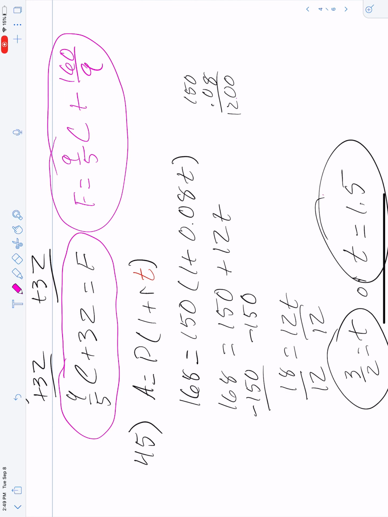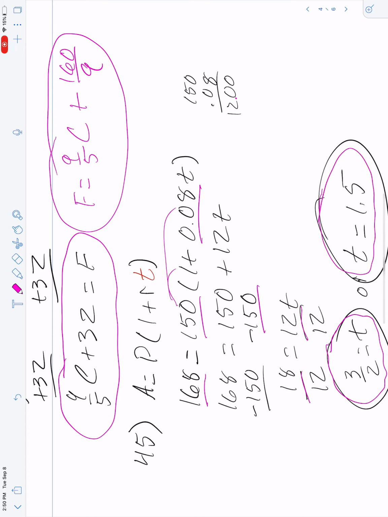45, similar to those evaluating problems that we did in the earlier sections, they've given us a value for a, for p, and for t. Now I just need to solve. So I went ahead and distributed my 150. Notice I did my multiplication for 150 times 0.08 here on the side. I subtracted my 150 from both sides and then divided by 12. Again, always reduce a fraction. Since this is a fraction that would terminate as a decimal, I would be happy to accept either answer. But remember, keep in mind, if the decimal doesn't terminate, leave it as the fraction.